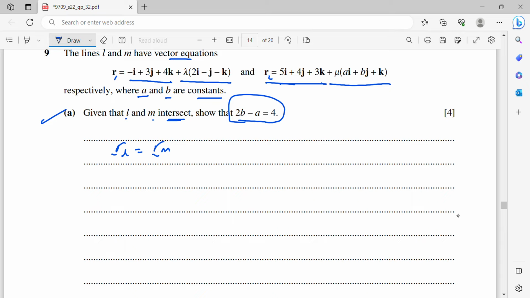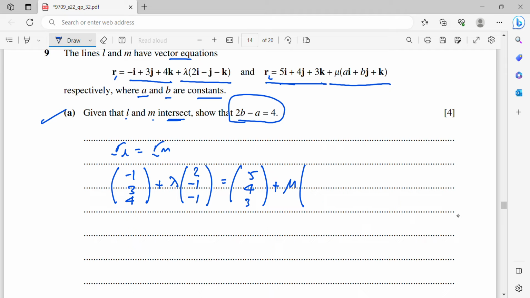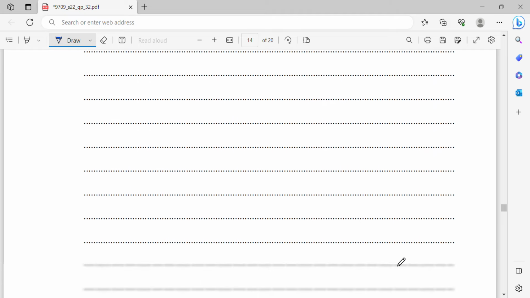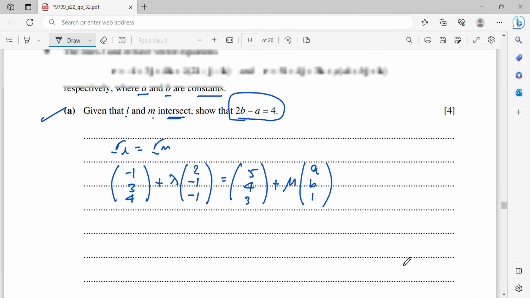So I will express vertically, or write down all the components. The first one is minus i, right? So here I will get minus 1, 3, 4 plus lambda bracket 2 minus 1 i minus 1 k equals to 5i, 4j, 3k plus mu of ai, bj, and 1k. Okay, let me check. Alright, a lot of space.